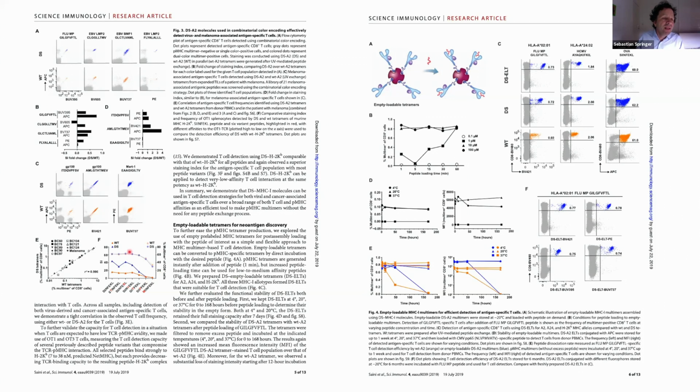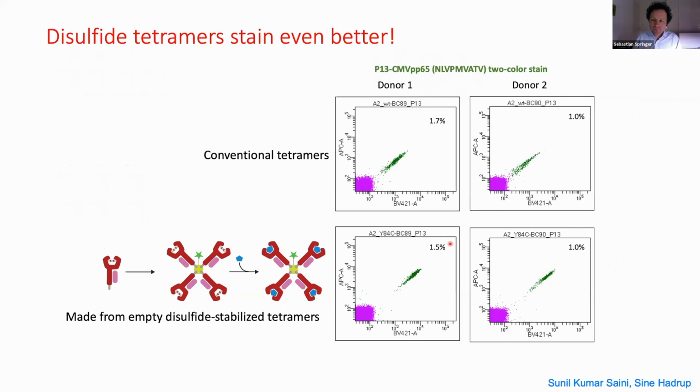And this made me especially happy here. This is a little assay done with the T cells of an actual cancer patient. And you can see here that the disulfide stabilized tetramers work just as well as the wild type ones. In fact, it turns out that the disulfide stabilized tetramers actually work even a little bit better.